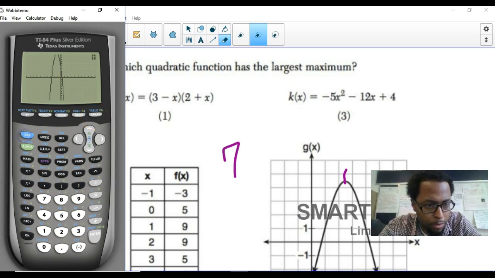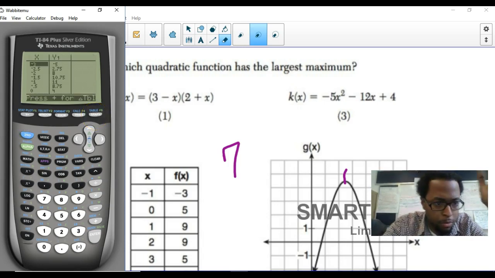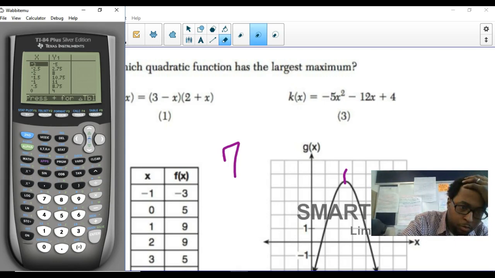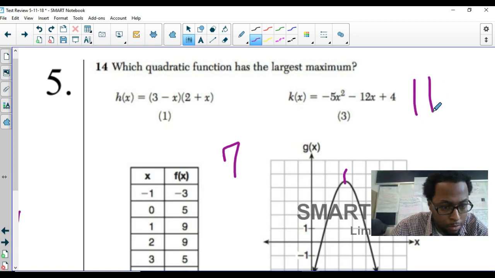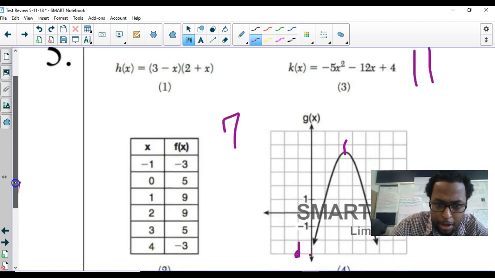Try table. So it goes 8, it goes 10.5, then it goes to 11, and then it comes back down. So let's say it's right around 11 for this one. Right? We got about 7 here, got about 11 there.